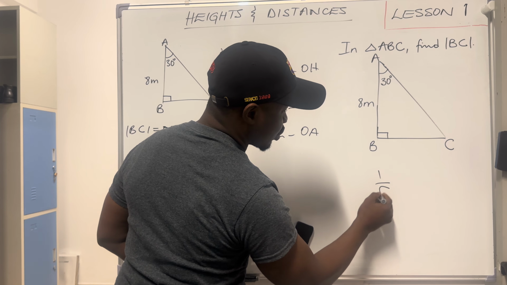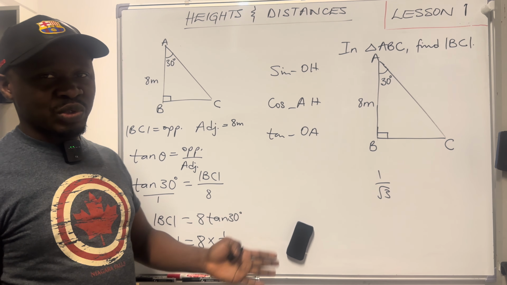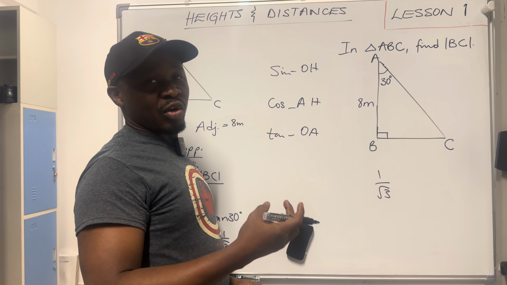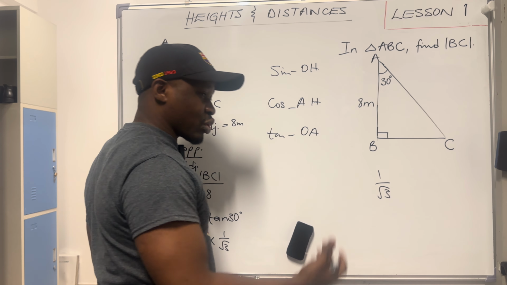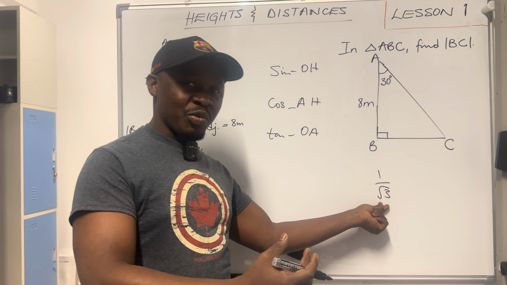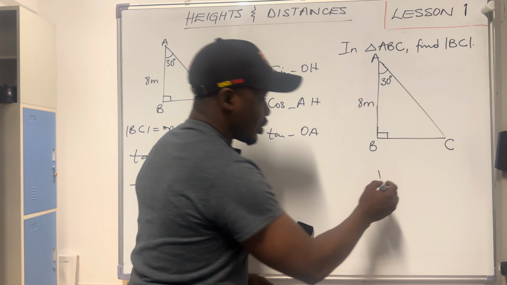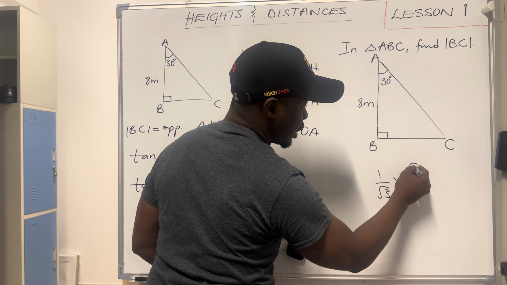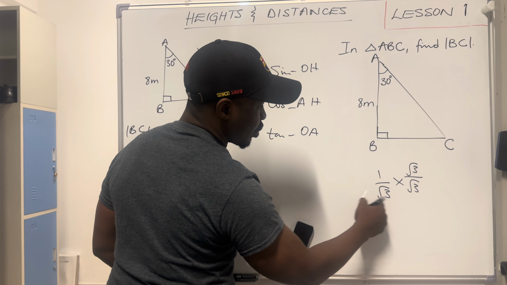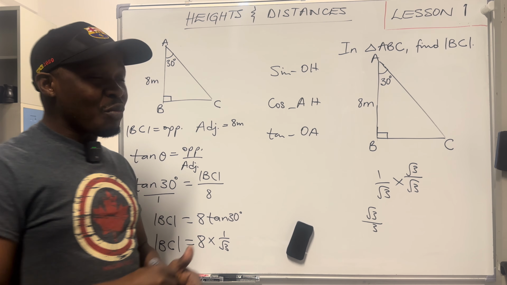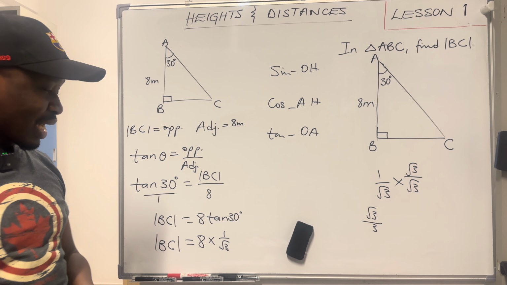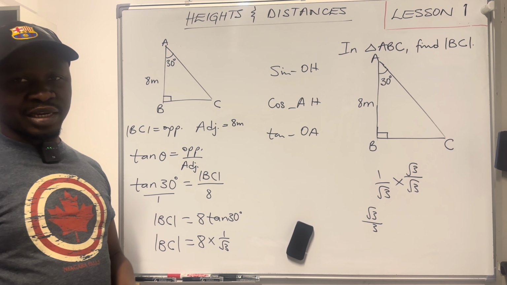But with 1 over root 3, the denominator is not a rational number, so we want to make it a rational number. Making a non-rational denominator rational is called rationalization. So 1 times root 3 is root 3, and root 3 times root 3 is 3. The calculator may give you this form, but just understand that it's the same as the other. It doesn't matter.